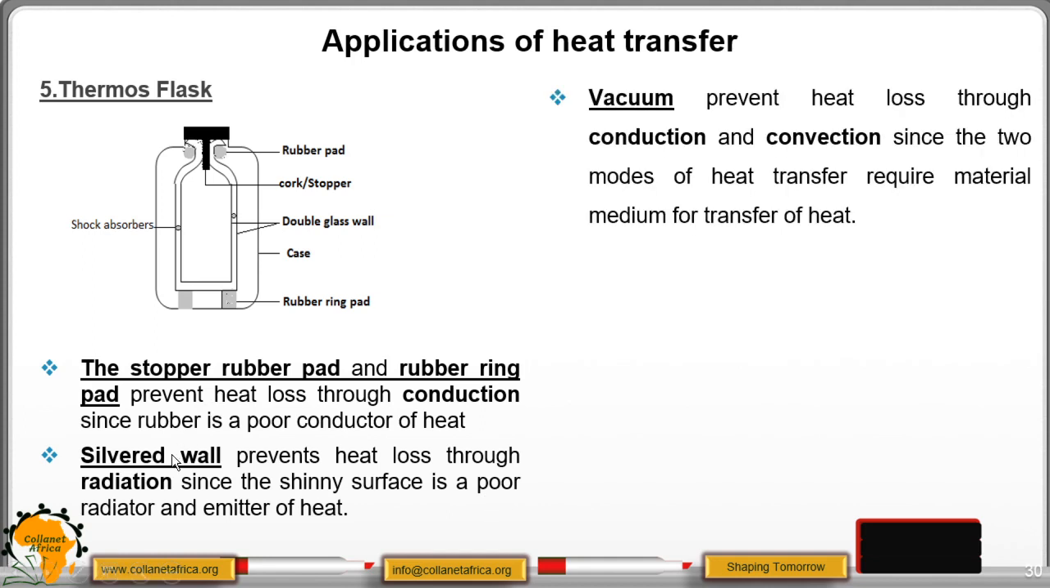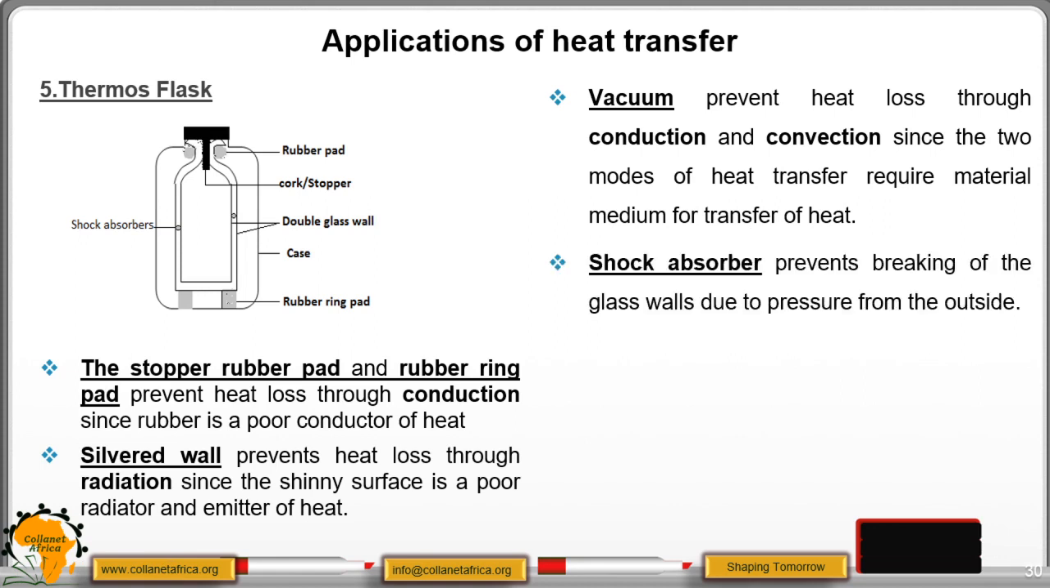Then we have the vacuum. The vacuum is between the double walls. The vacuum will prevent heat loss through conduction and convection, since these two modes of heat transfer require a material medium for transmission. And because there is no material, it is a vacuum, then heat is prevented through conduction and convection. Then we have the shock absorbers that are here.